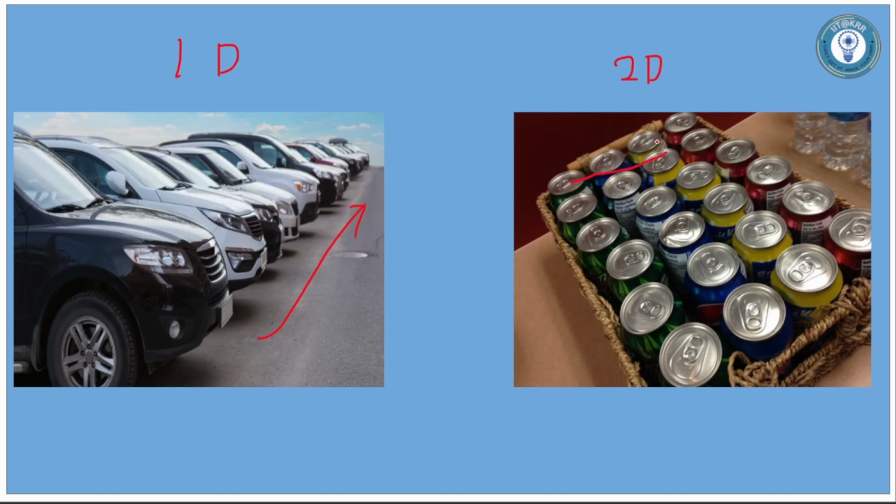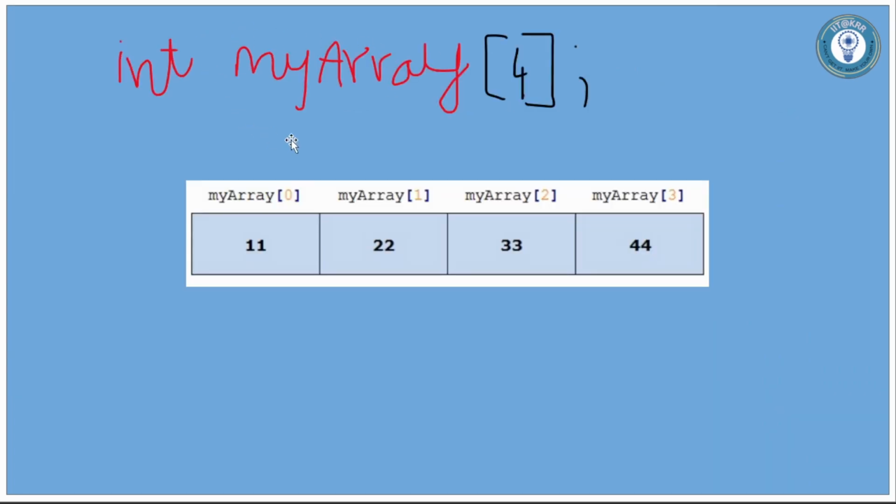It extends in two directions, in x direction, also in y direction. Here you can see only soda cans. So my array is the example for one dimension array. This is the position of values. Here we have 0th position, first position, second position, and third position.